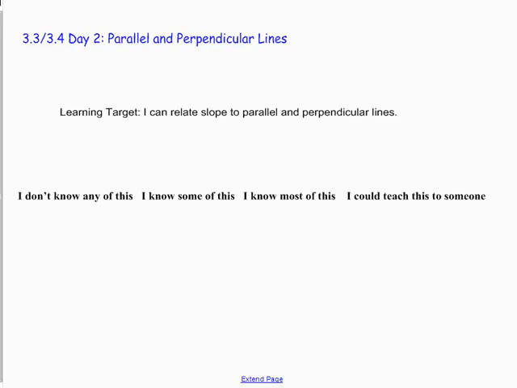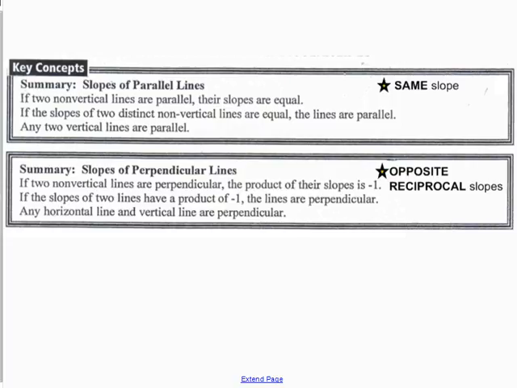All right, so today's lesson is day 2 of what we did yesterday. We are working with graphing lines and relating slope to parallel and perpendicular lines. So we are going to use the formulas that we did yesterday to figure out if lines are parallel and perpendicular. So one of the things that you need to remember is that if we have slopes of parallel lines, they are the same. If lines are parallel, then they have the same slope.